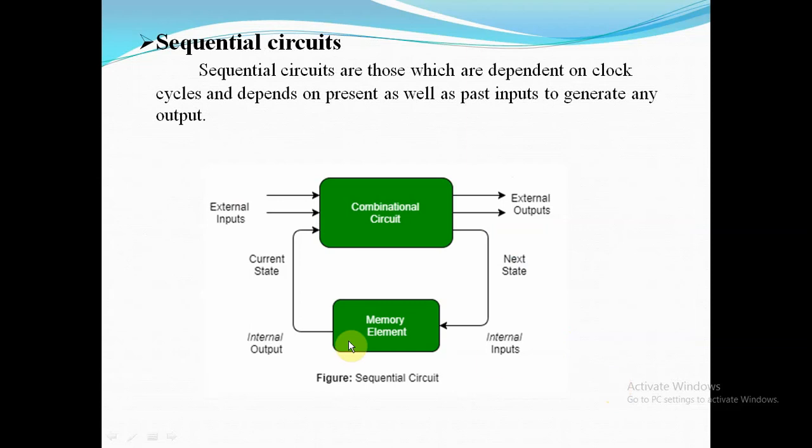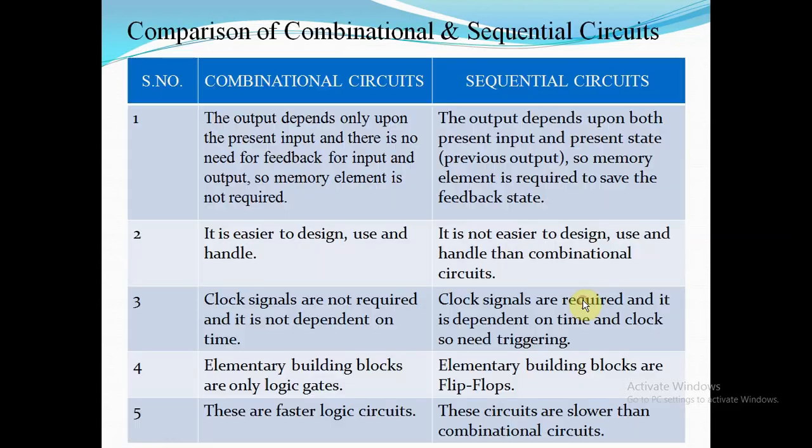In sequential circuits, the output depends on the clock cycles as well as on the present and past inputs. Whatever the present input and whatever the past input, the output depends on them. It requires memory, because whatever the next state will be generated as an internal input from the memory, and the output generated will be considered as an input of a combinational circuit. This is about sequential circuit.